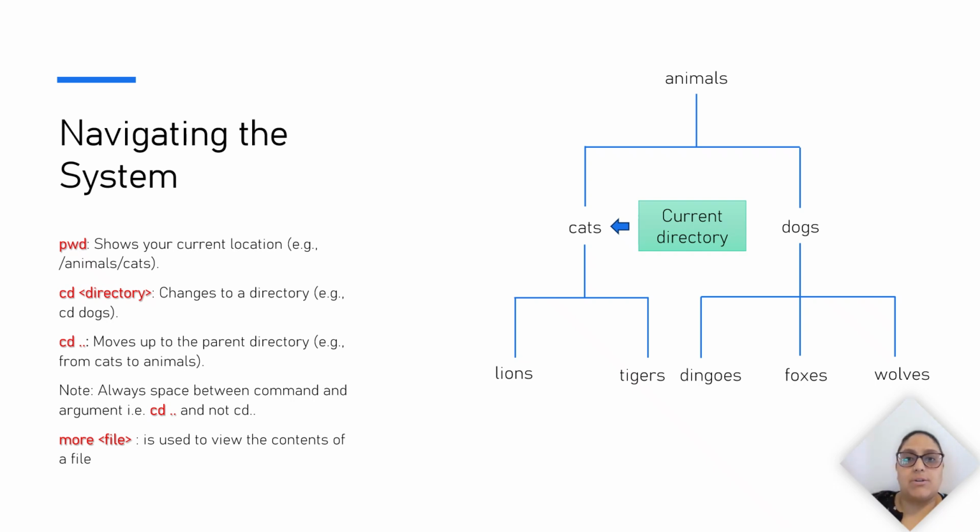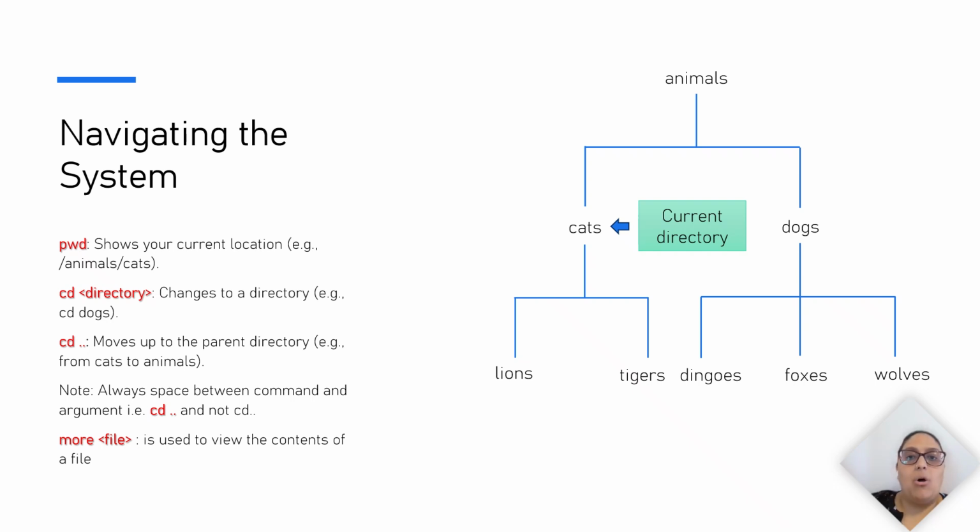To change directories, use cd followed by the directory name, like cd dogs, to change the current directory to the dogs directory. To go up to the parent directory, type cd space dot dot. So, from the cats directory, cd .. takes you back to the parent directory, animals.